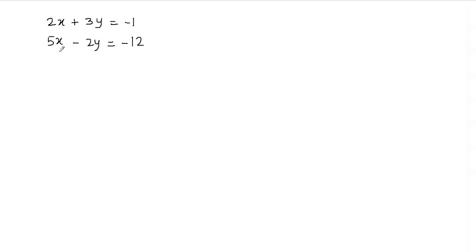Now if I add these two equations, let's see what's going to happen. 2x plus 5x will give me 7x, and 3y plus negative 2y is going to give me positive y. So I'm not able to eliminate any of the variables. In this case, we will need to multiply our equations by a number.